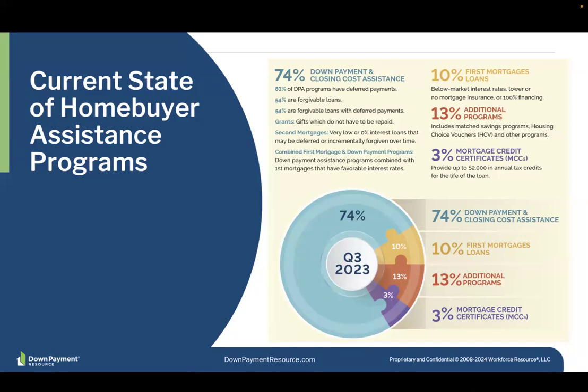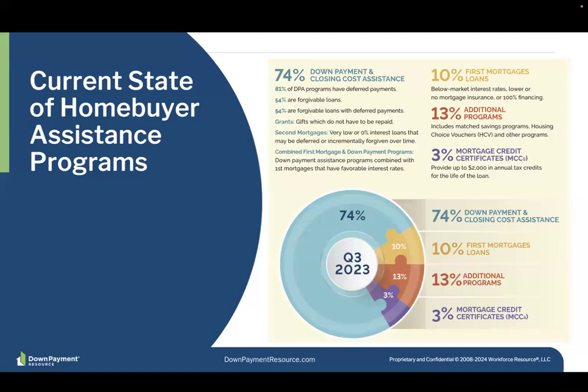Those tax credits, where they are available, are awesome programs, good for a life of loan annual tax credit based on mortgage interest paid. And then 13% of all these programs are some other form of assistance, like a matched savings program, a housing choice voucher, and so forth. So there are a lot of different kinds of assistance out there, but when we say down payment assistance or DPA, just know that we're broadly talking about all of this, even though most of these are down payment assistance programs.